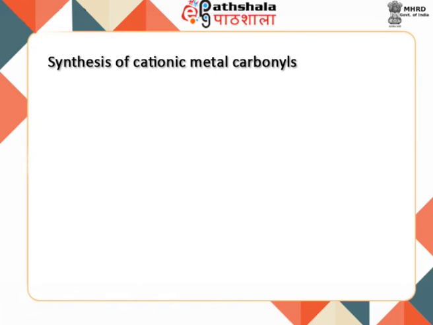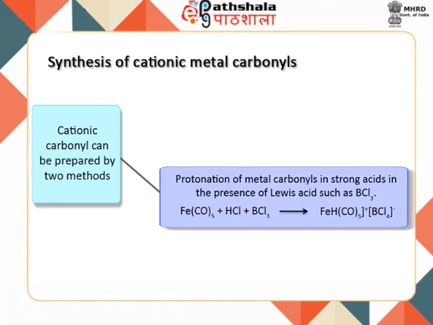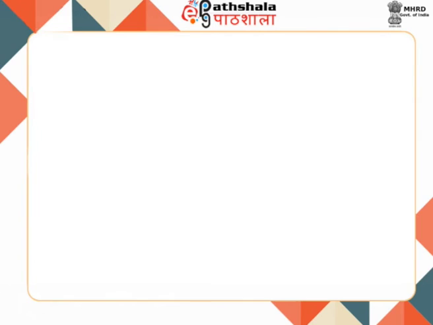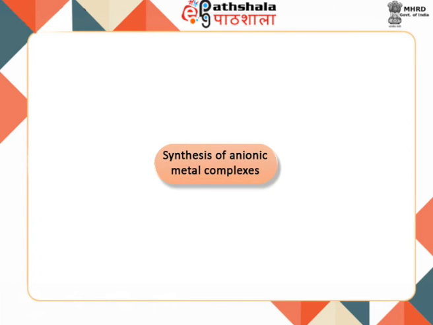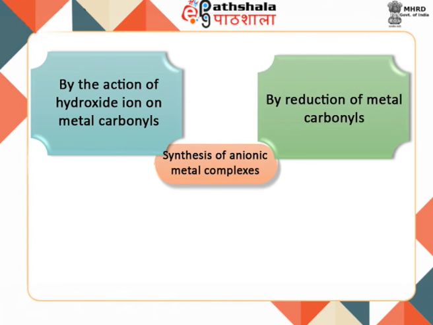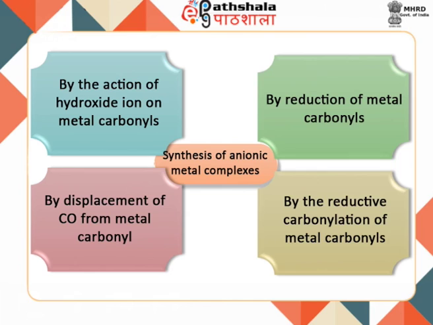The next method is the synthesis of cationic metal carbonyl, which is achieved by the reaction of metal carbonyl halides with carbon monoxide in the presence of a Lewis base, and by the protonation of metal carbonyls in strong acids in the presence of a Lewis acid. Our next method is the synthesis of anionic metal carbonyls, which involves four types of processes: by the action of hydroxide ion on metal carbonyls, by reduction of metal carbonyls, by displacement of carbon monoxide from metal carbonyl, and by reductive carbonylation of metal carbonyls.